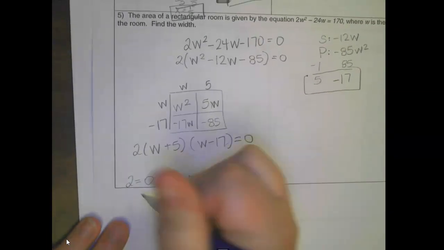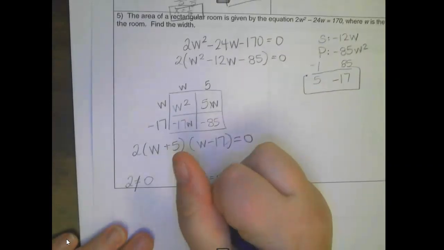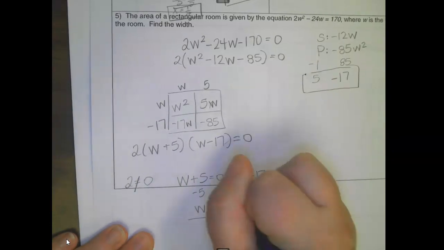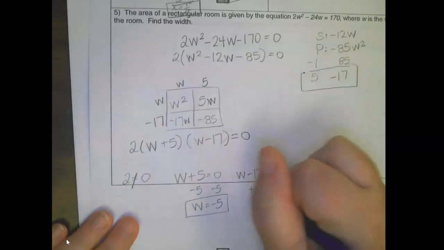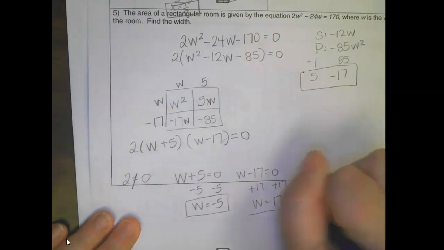Well, 2 can't equal 0, so that's not a possible answer. Subtract 5 from both sides. W equals negative 5. Add 17 to both sides. W equals 17. So those are my two possible answers.